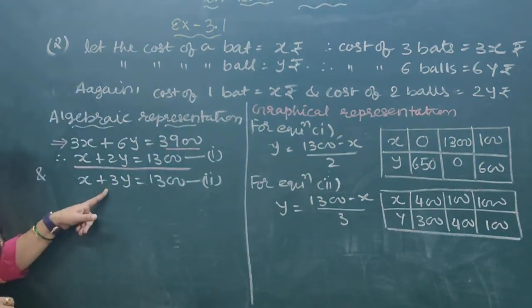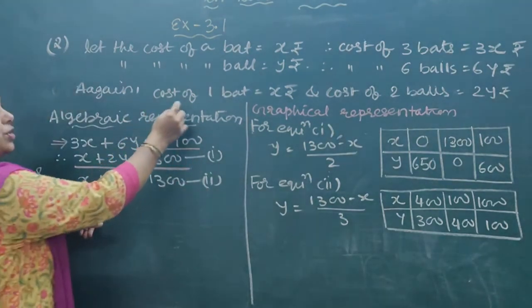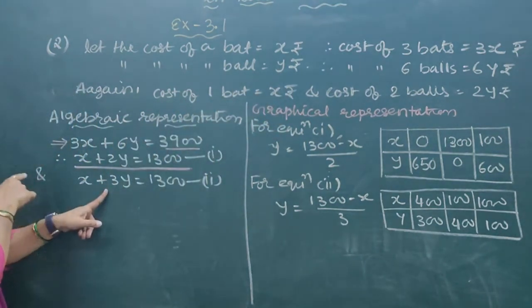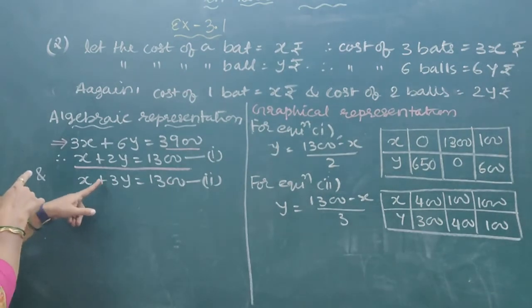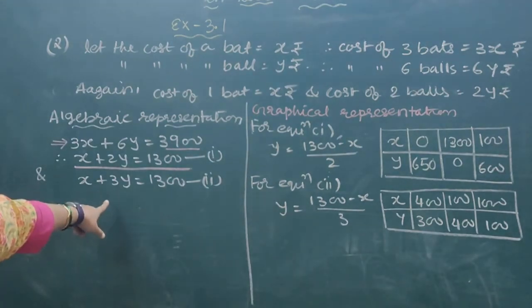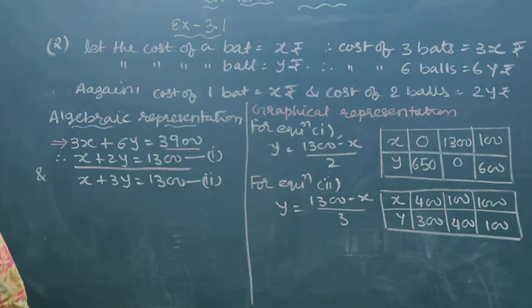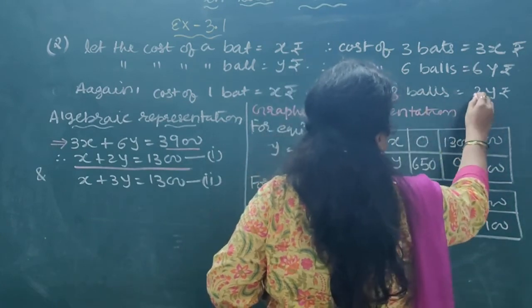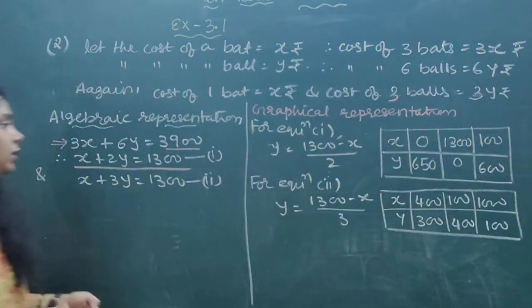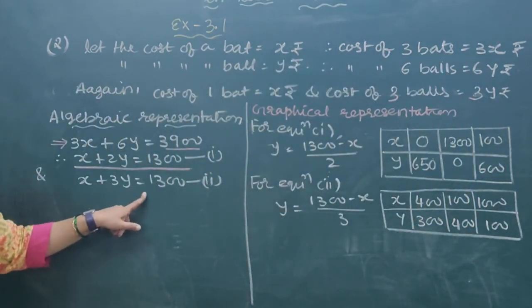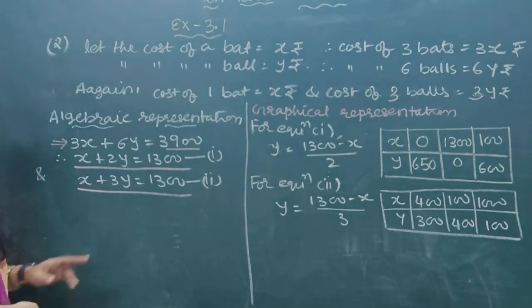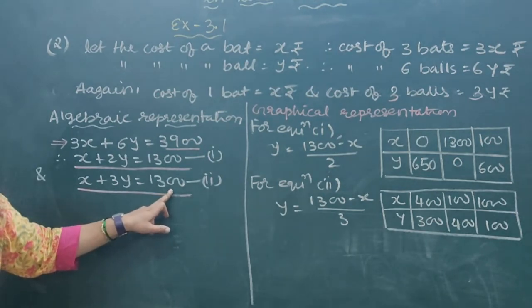Now from the second condition, where she buys again one bat and two balls, so again x plus 2y is equal to, okay, 3 more balls. Here it is 3, so here it is 3y. Okay, so x plus 3y is equal to 1300. This is the second situation, or we can say this is the second equation we get.